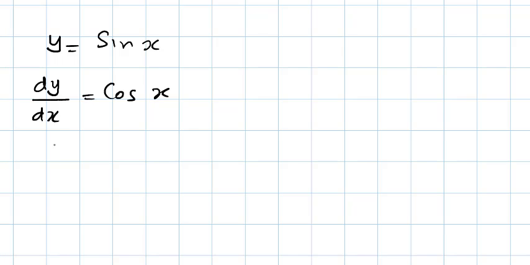Let us do some trigonometric functions. Suppose y equal to sin x, then dy by dx is given by cos x. Similarly, if y equal to cos x, then dy by dx equal to minus sin x.